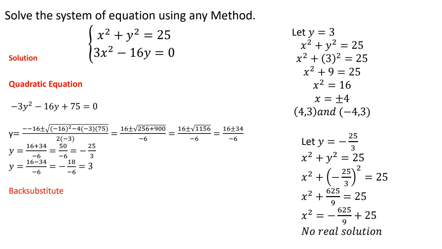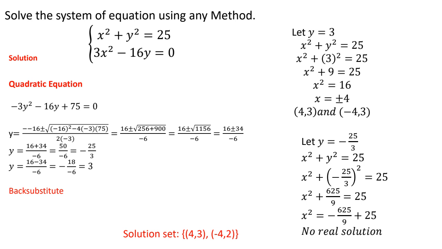But I do have a solution where this parabola does cross the circle at 2 points, at (4, 3) and (negative 4, 3). So that would be my solution. My solution would only be these 2 points, (4, 3) and (negative 4, 3). That should be a 3, not a 2.